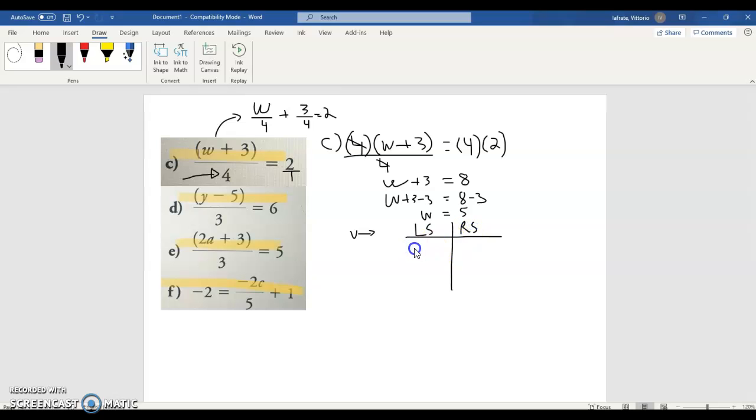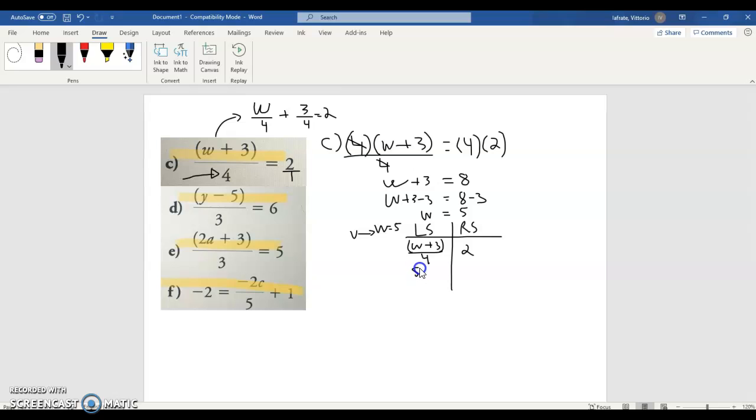So the left side is w plus 3 over 4, and the right side is 2. And I want to verify that w is indeed equal to 5. So I'll go and place my 5 into my w here.